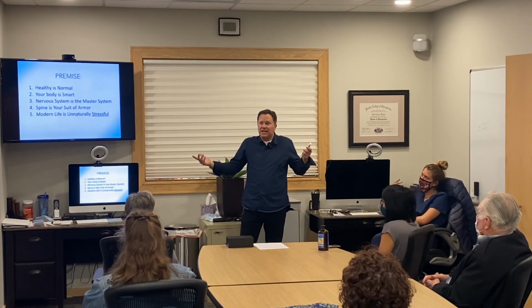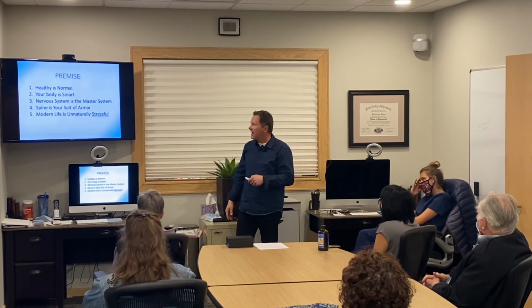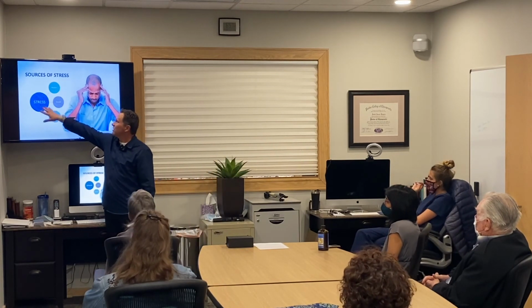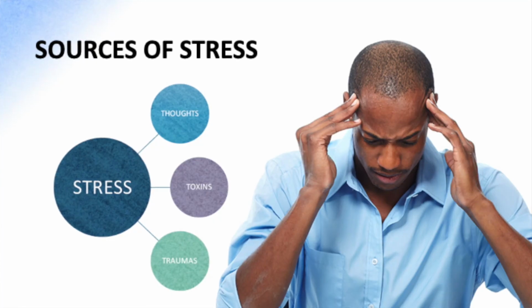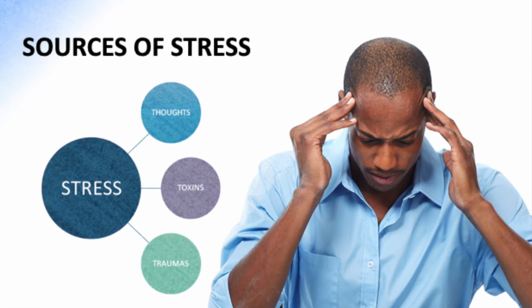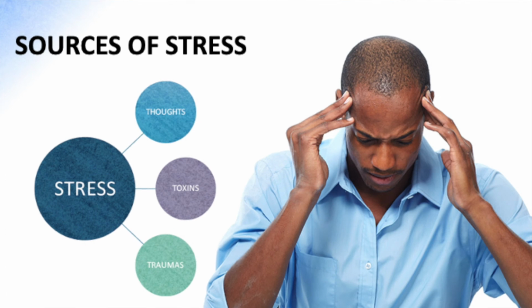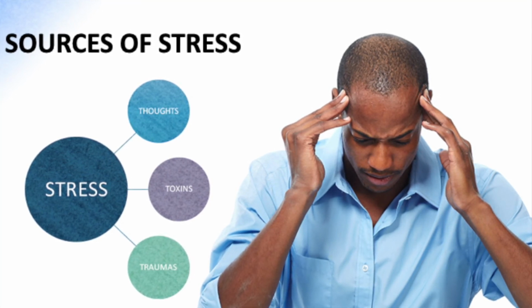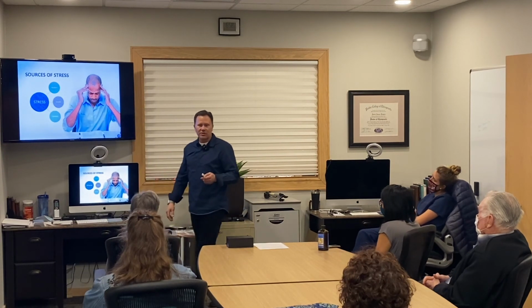It just is. And if it is, we have to be able to deal with that stress in a positive way. Stress comes from these three areas: thoughts, toxins, and traumas. Traumas, duh. Yeah, I go to the chiropractor because I was shoveling the snow, right? So that's traumas. But toxins can also come from thoughts and then also being poisoned.